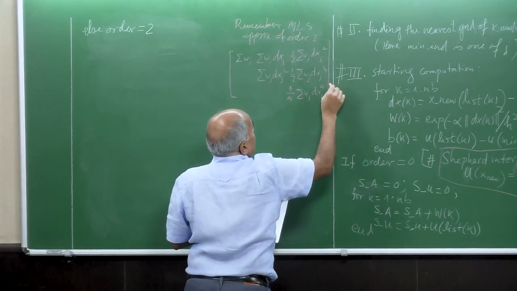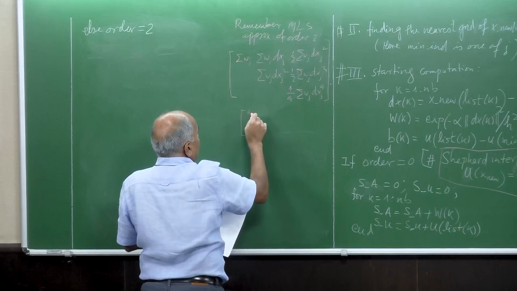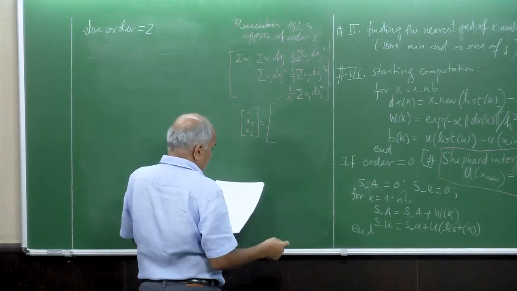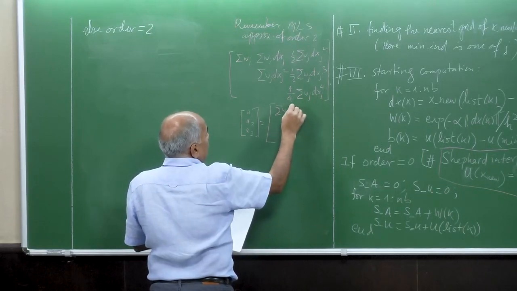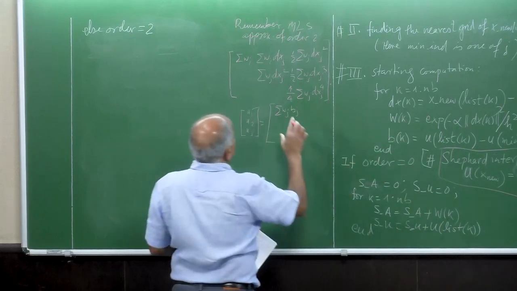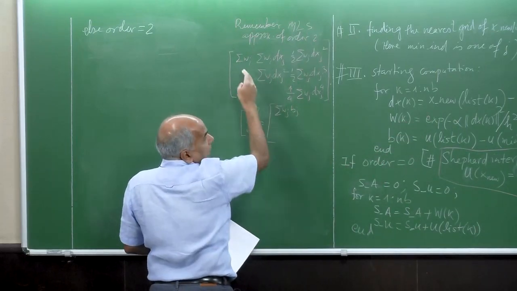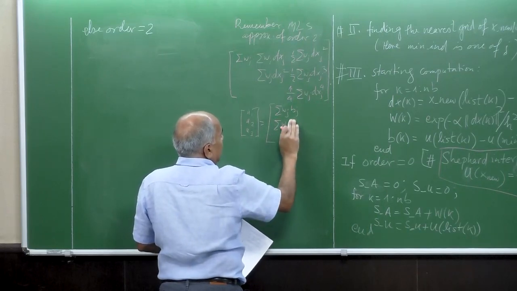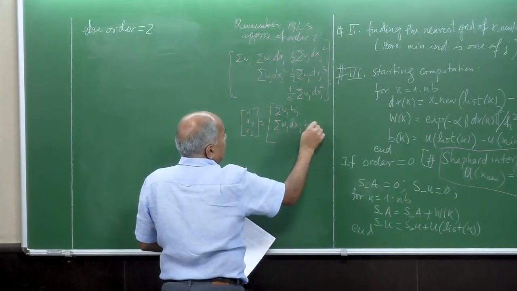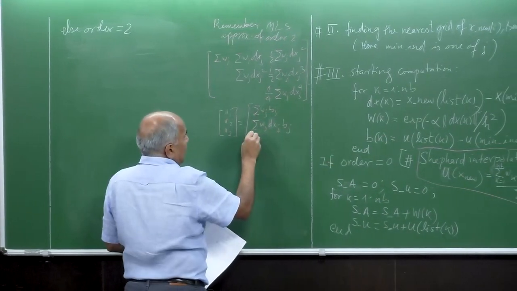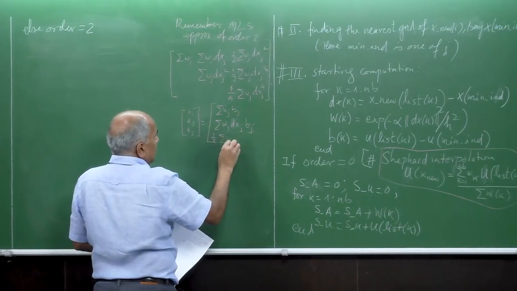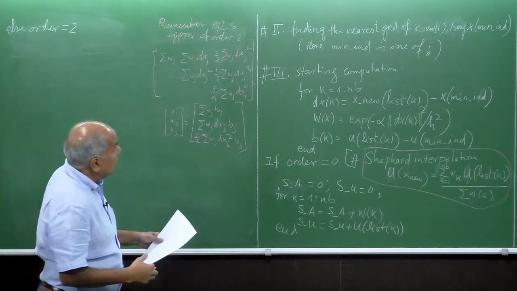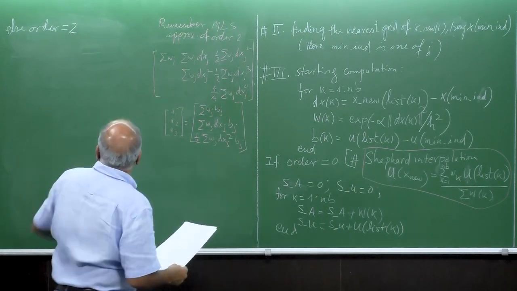This matrix times a1, a2, a3 is equal to summation of wj bj. Similar to that, instead of this we have this part, and the third component we will have bj dxj. Up to here it is first order, and now we will have the second order, half wj dxj square bj. Now we have to construct this 3x3 matrix.